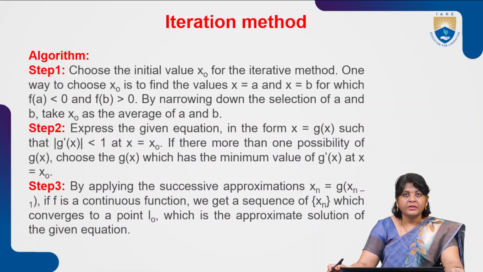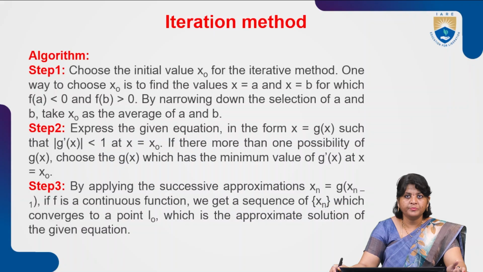Step 1. Choose the initial value x0 for the iterative method. Here we require the x0 value, and this x0 value will be taken from the a and b values. One way to choose x0 is to find the function values at x is equal to a and x is equal to b, where a and b give one negative value and one positive value.